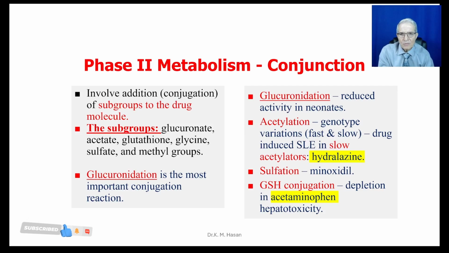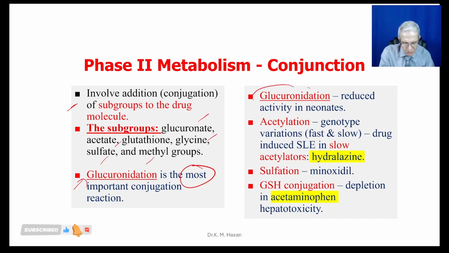Okay, speaking about phase 2 metabolism, phase 2 metabolism includes the addition of a subgroup to the drug. This subgroup could be glucuronate, glutathione, glycine, sulfate, or a methyl group. The most popular one is glucuronidation. They found this conjugation activity, glucuronidation, is reduced in neonates, with increased risk of toxicity in neonates.